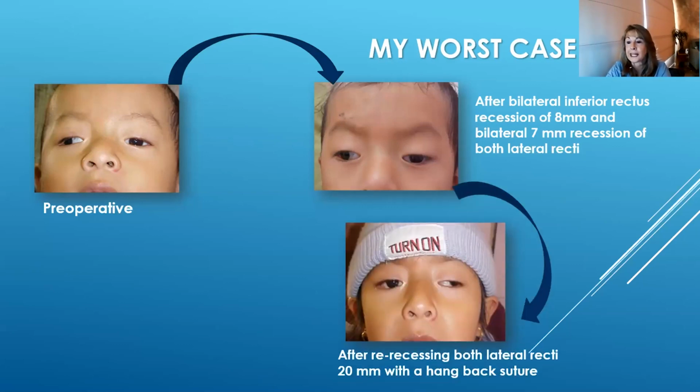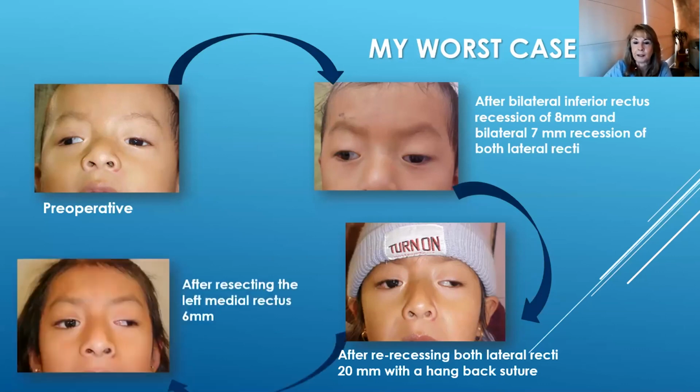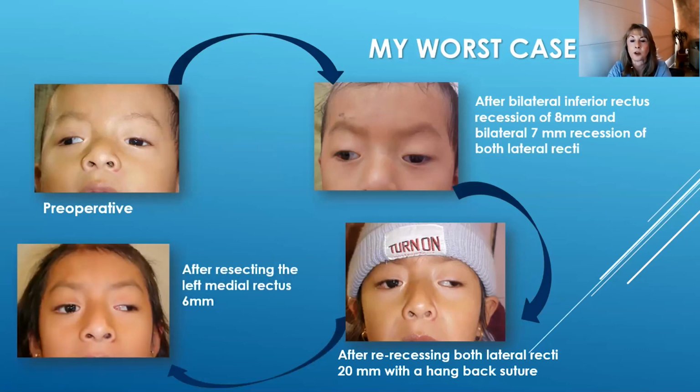A couple of years later, we re-recessed both lateral recti 20 millimeters from the insertion with a hang-back suture. And you can see that the eye position did not improve very much. Finally, we performed a third procedure by resecting her left medial rectus 6 millimeters, which didn't do practically anything.